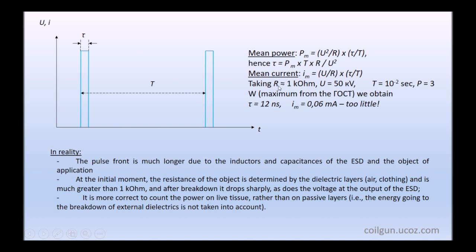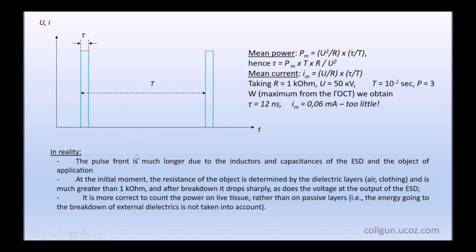So taking a resistance of 1 kilo ohm, voltage 50 kilovolts, these are standard values, and T of about 1/100th of a second, it means we have 100 Hz frequency. Power of 3 watts is the maximum allowable from the GOST, from the standard. We obtain tau of only 12 nanoseconds permissible, and mean current of only 60 microamperes. It's too little. Our object will not sense this current.